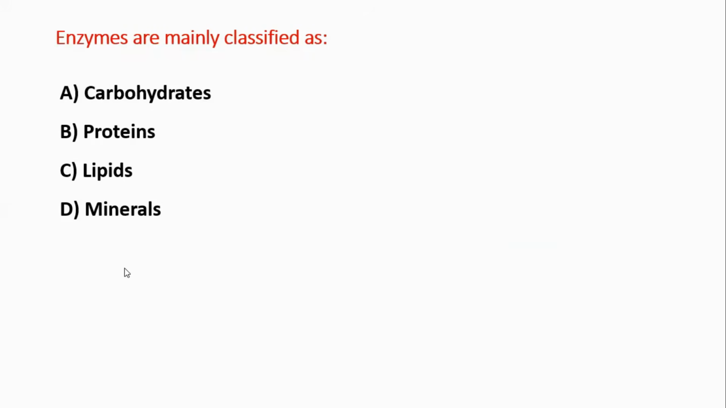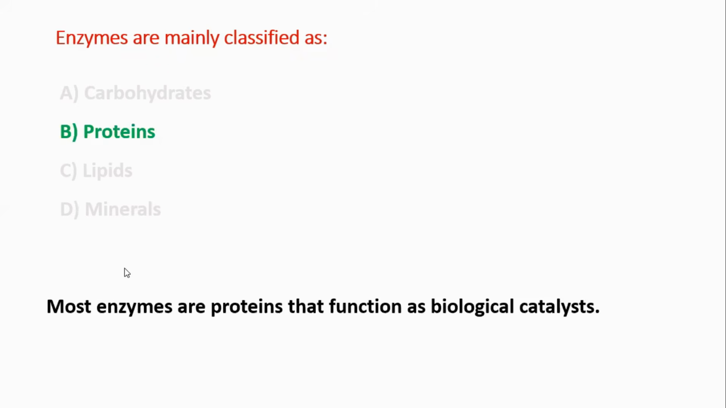Enzymes are mainly classified as: carbohydrate, proteins, lipids, or minerals. So we use enzymes every day in metabolism, but what are they actually made of? Are they carbohydrate, lipids, minerals, or proteins? The right answer is proteins. Most enzymes are proteins that function as biological catalysts.